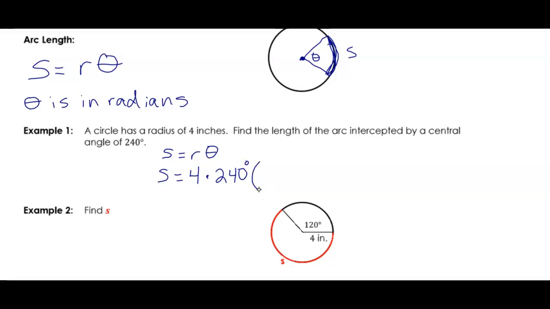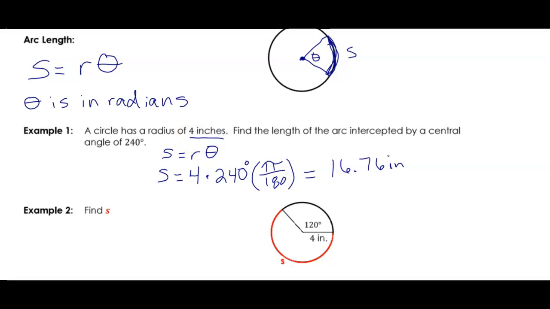You can do this kind of all in one step if you want. We need to multiply by pi over 180. Okay, so when we're doing arc length, we're going to go ahead and just multiply everything out. So if you punch this all in your calculator, then that's going to give us 16.76. If we're rounding to two decimal places, that would be inches because our radius was given in inches.